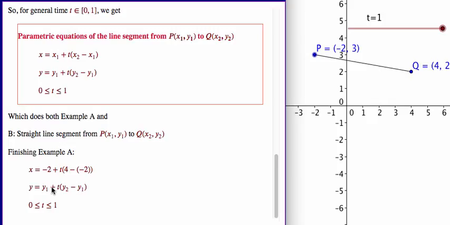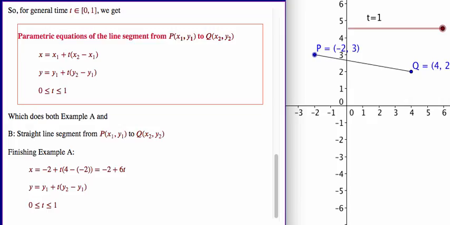And now we have the first equation, which we can just simplify. So that would equal -2. How many t's are there? Well, there's 4 minus -2, which is 6t. So I could write that as -2 plus 6t.